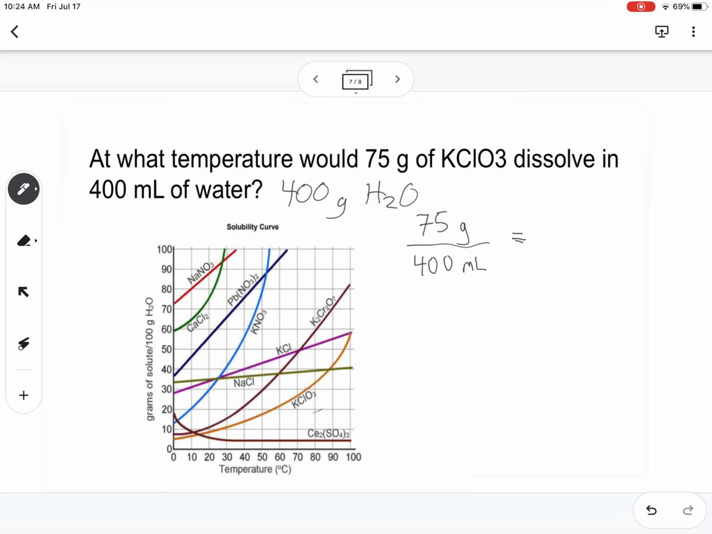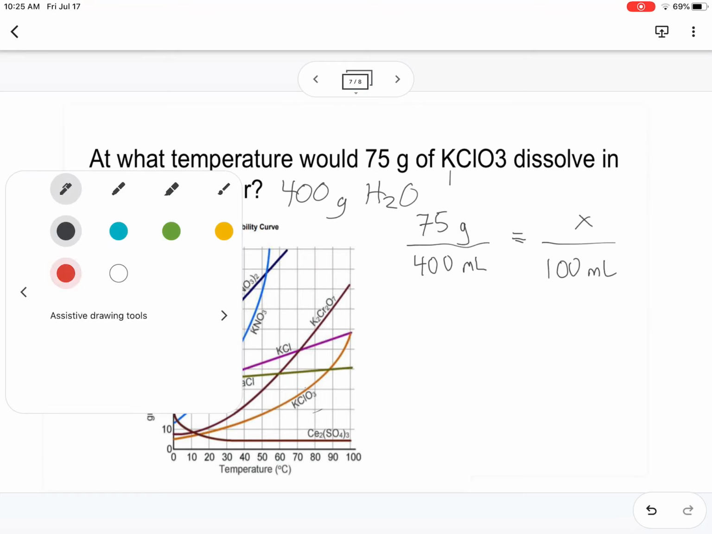Right, and then we set this equal to an unknown mass of solute per 100 milliliters. And this works because the equal sign means the same as. The equal sign does not mean answer. It means the same as. Whatever is present on one side of the equal sign is the same as what is present on the other side.